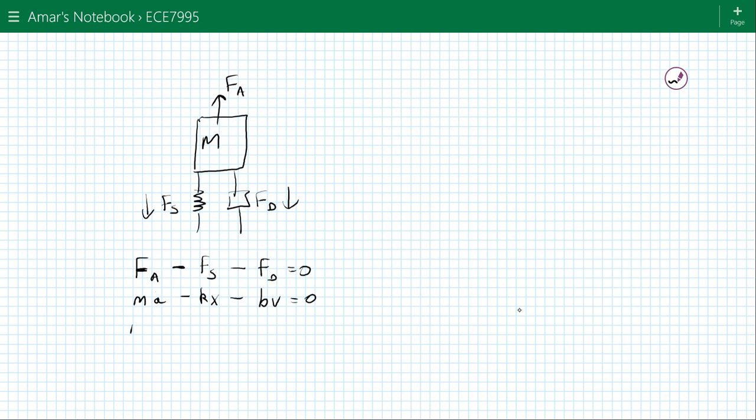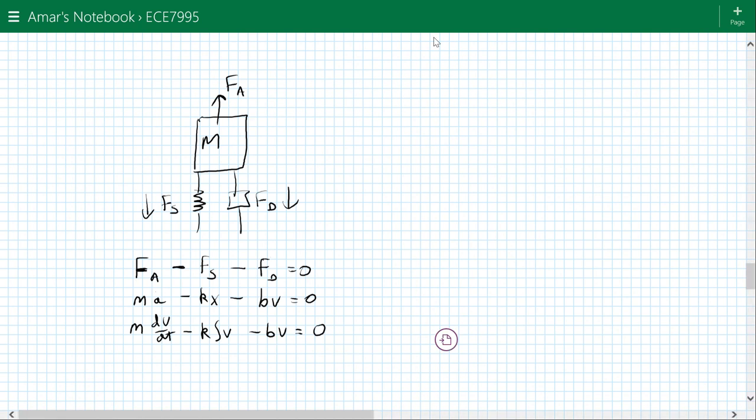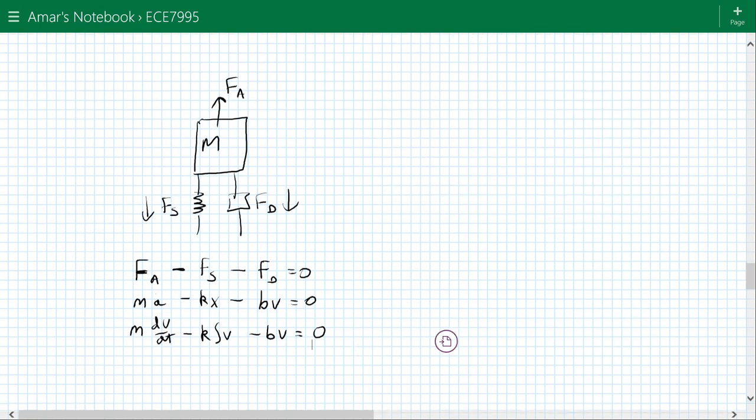So this becomes m dv/dt, minus k. Remember, acceleration is dv/dt, right? Displacement is the integral of the velocity, minus b times v is equal to zero. All right, so we have this equation here in terms of one variable, the velocity v. m dv/dt minus k integral of v minus bv is equal to zero. So that's an equation describing the system. Now, in the electrical equivalent model, just draw this out here next to it.